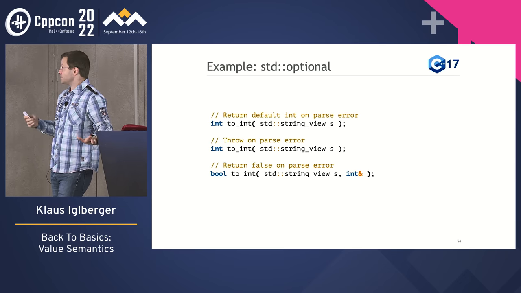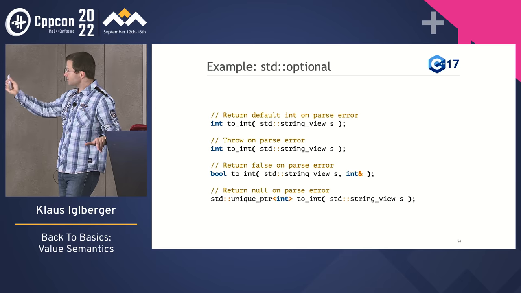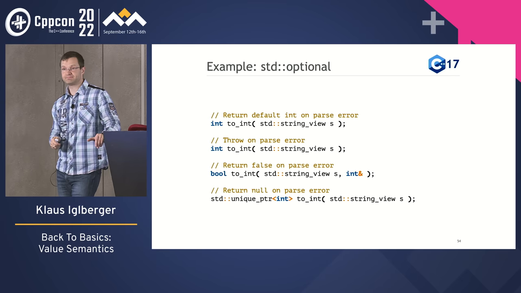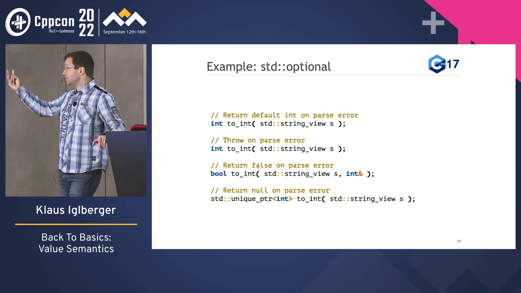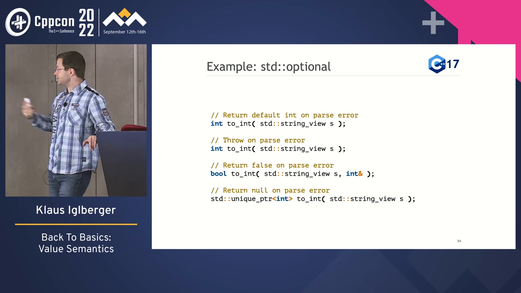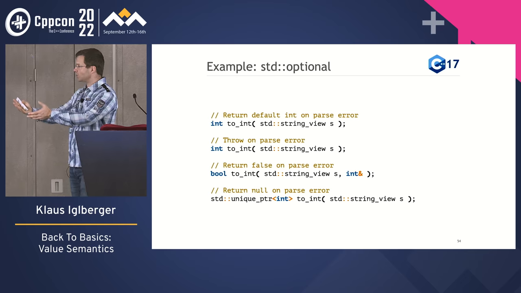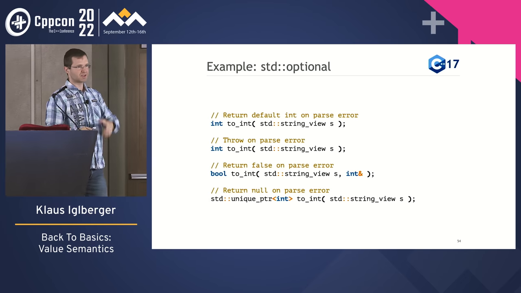And so the other thing that was available before was to perhaps return a pointer. Well, a pointer: we allocate an int inside, returned by unique pointer, of course. And this way we can actually say, well, here's an int, or no, sorry, there was an error, here's not an int.